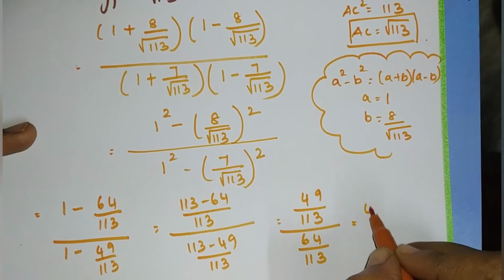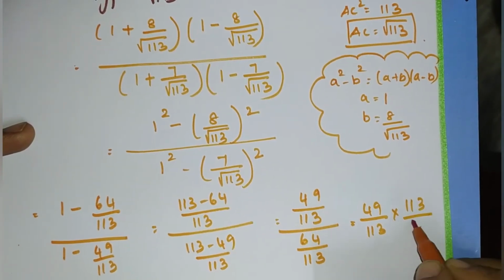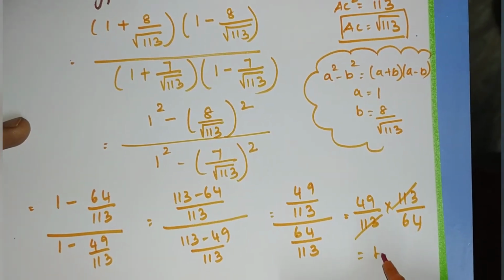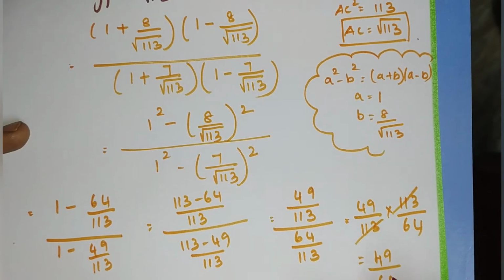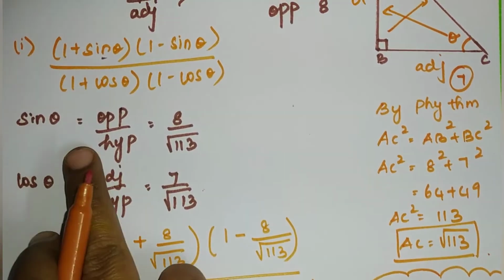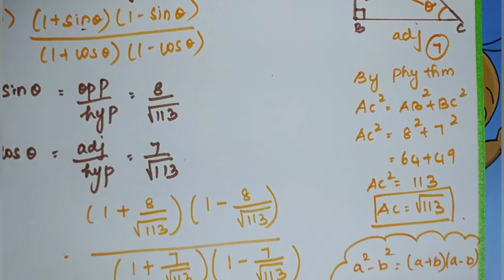Then take the reciprocal: 113 divided by 64. Now cancel 113 and the remaining is 49 divided by 64. So this is the value for (1 plus sin theta)(1 minus sin theta) divided by (1 plus cos theta)(1 minus cos theta).